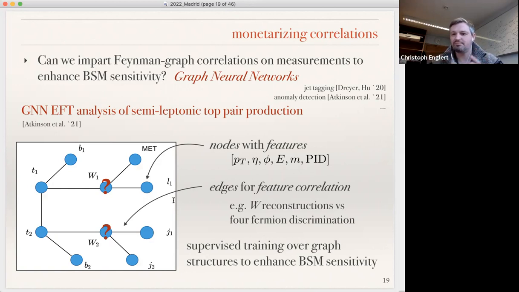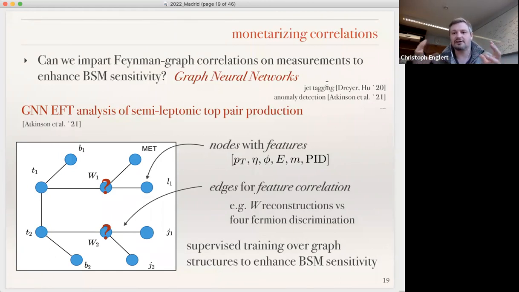But every bit of data that has a certain graph structure, for instance, the way we combine these hadronic splashes of activity into jets, which are well-defined theoretical objects, has a certain graph structure, it has a certain metric, and people use that in the context of graph neural networks to tell apart QCD jets from W-induced jets or top jets, for instance. So that's work by Dreyer and Hu in 2020. We had a look at general anomaly detection.